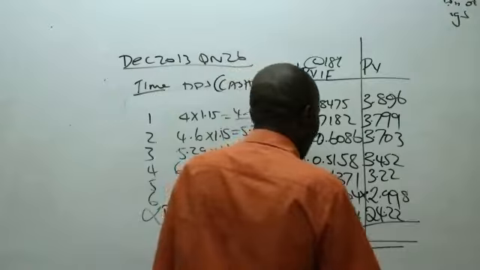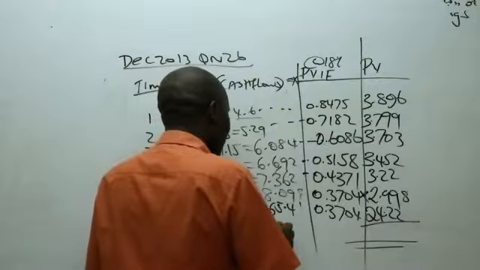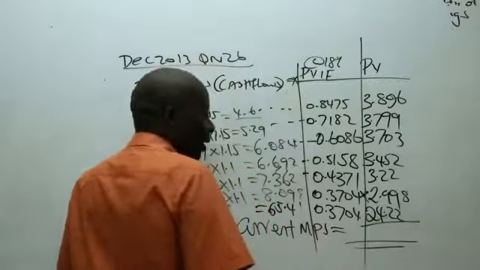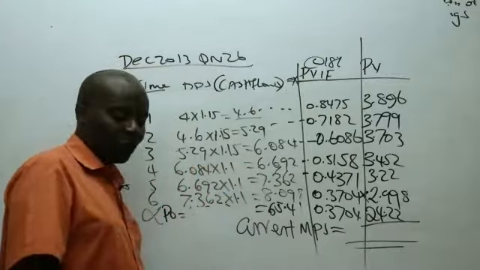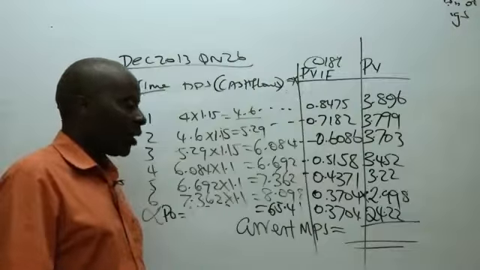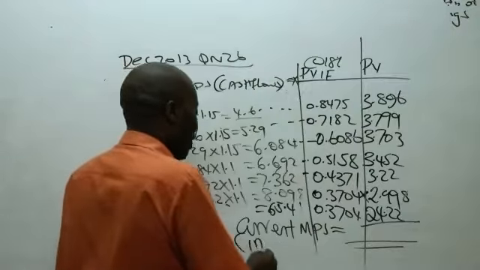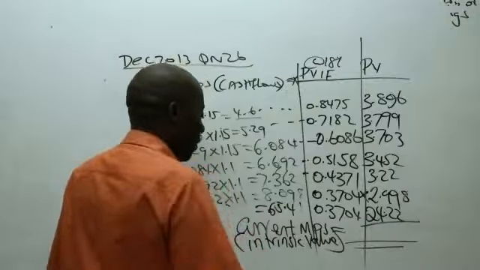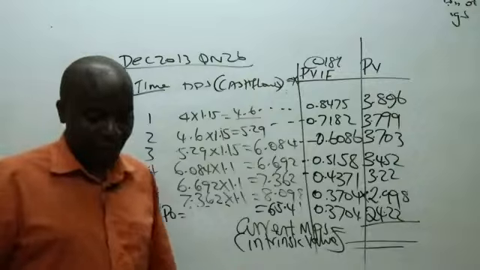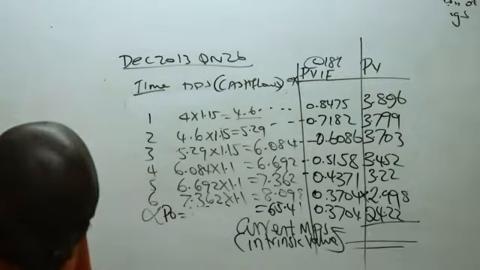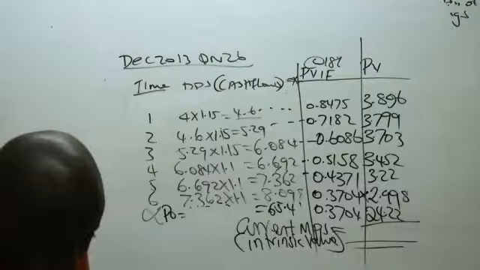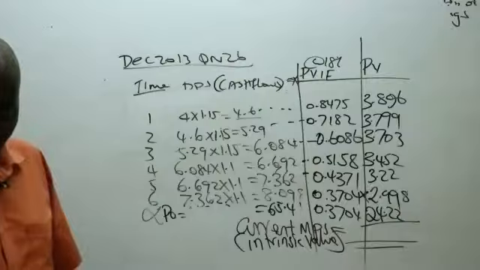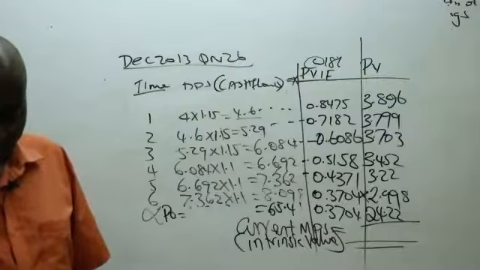So when you get this figure, then you will have gotten what we call the current market price per share, or the intrinsic value of a share.